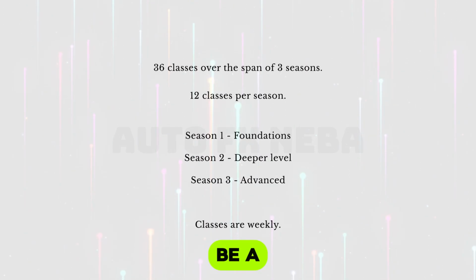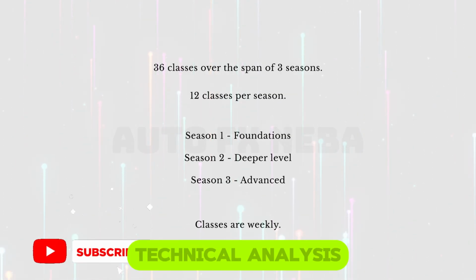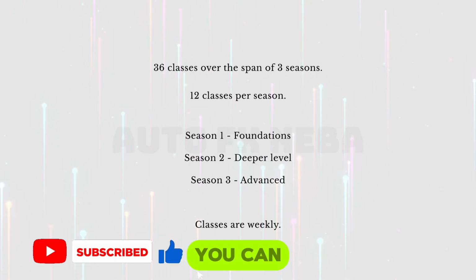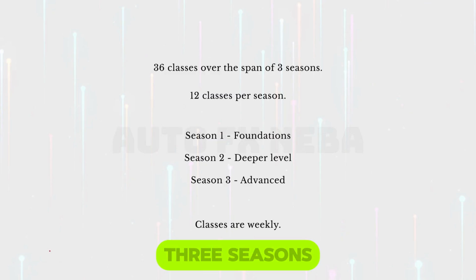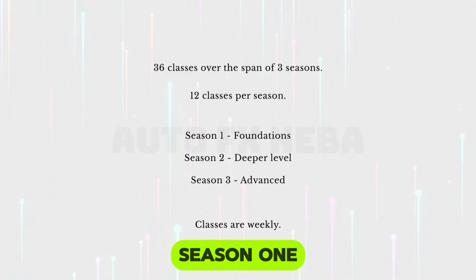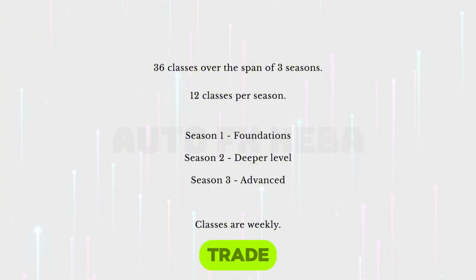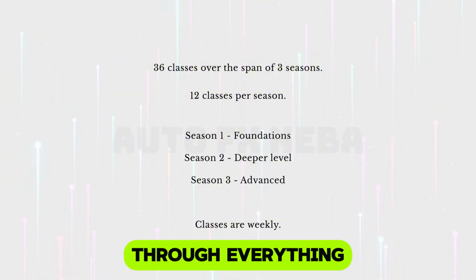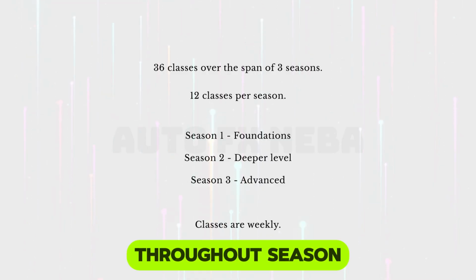This is going to be a year-long series where I'm going to break down absolutely everything you need to know about technical analysis and charts so that you can master that realm of trading. There are going to be 12 classes per season spanning over 3 seasons. We are beginning with season 1, where we will look at foundational layers of all of the different concepts that I trade. We're going to be talking through everything and we'll go deeper and then go to advanced approaches throughout season 2 and 3.